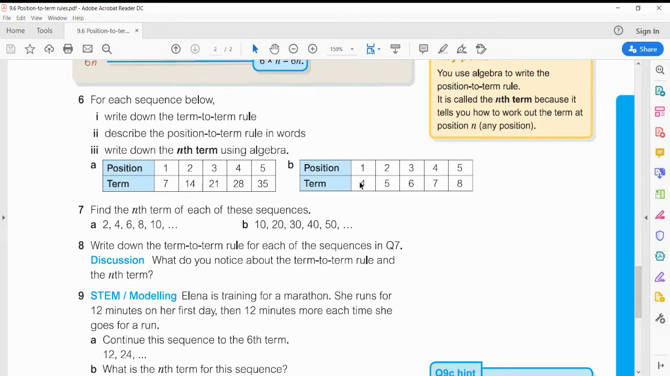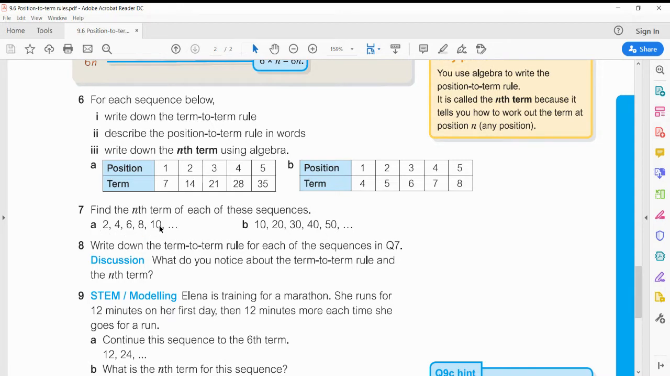Okay, this one. So moving along here, we've got 4 to 5 to 6 to 7 to 8. The term-to-term rule is add 1. The position to term rule, so you might think it's times 4, but that doesn't work. So what else can we do? We could add 3, and that does work, doesn't it? So it's going to be position plus 3, and the nth term using algebra is going to be n plus 3.